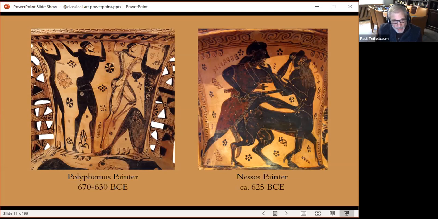By the time we get to the Nessus Painter, which is maybe a generation later, we're really seeing pure black figure technique, real black figure. And we notice another new milestone, which is on the Nessus vase, that the characters are identified by name. And so what we call the artists of this period, but we must recall that the vase painters were never considered artists in the ancient world.